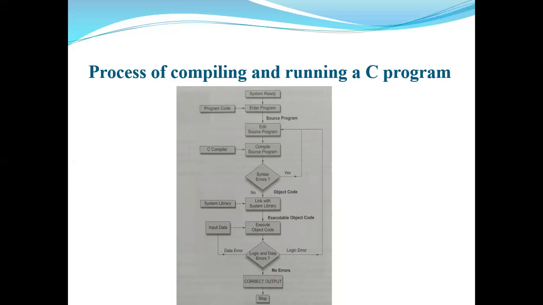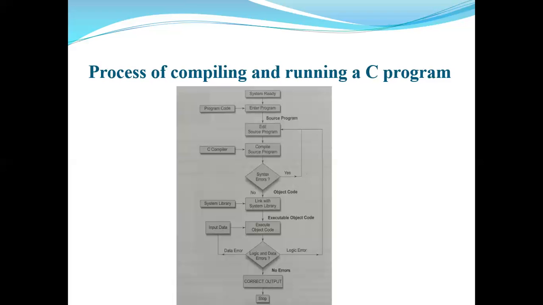Look at the steps. Once the system is ready, enter the program code. You write the program, and then it becomes the source program. Edit the source program using an editor. There are different types of editors available. For example, in Unix, the vi editor is available, and gedit is one more important one. There are many editors available for different operating systems.